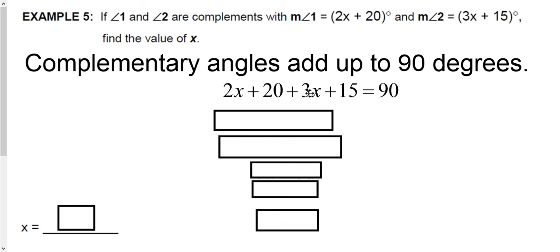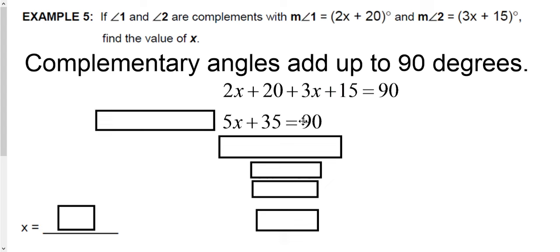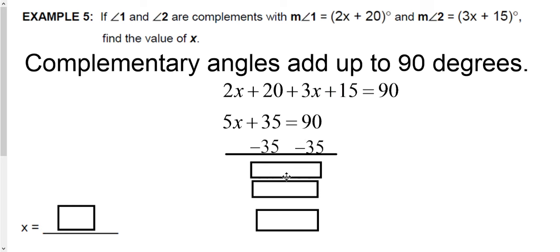So we combine like terms over here. There's our equation. 2x plus 3x is 5x. The 20 plus 15, 35. We'll get rid of that addition and subtraction. Isolate the x term. Then divide by 5.